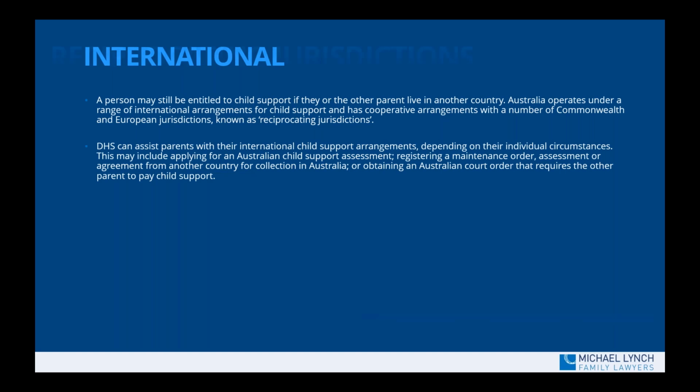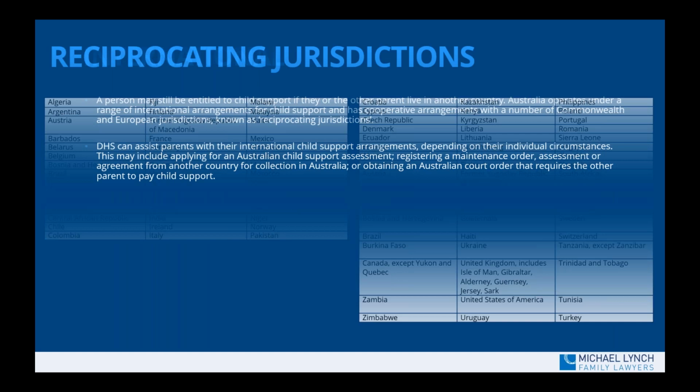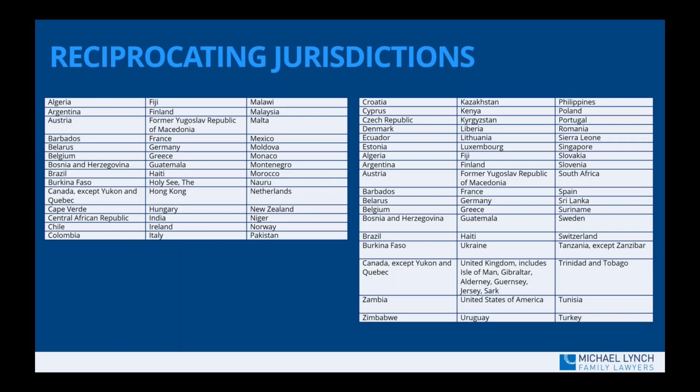Some of the reciprocating jurisdictions I've set out on this slide. So you can see there are a number of countries in there. The ones that are excluded are Brunei, Cook Islands, Niue, Papua New Guinea, Samoa, but not American Samoa, and the Yukon in Canada. So if they are excluded, well, unfortunately, that falls outside the net. But out of all the countries, that's a fairly small amount that are excluded.